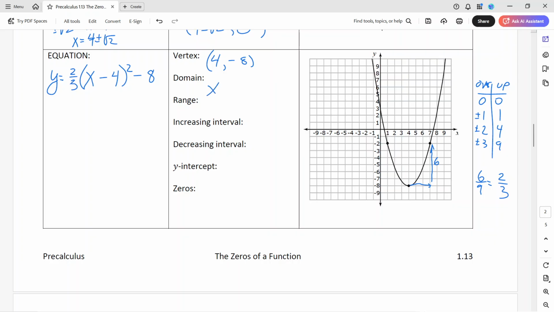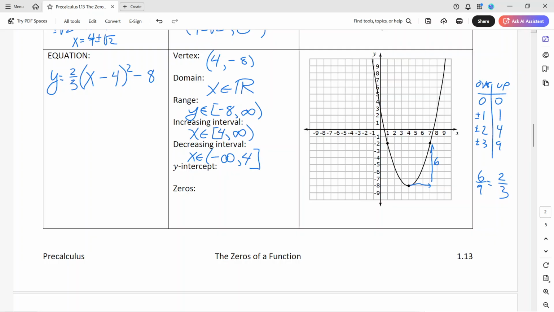The domain, all parabolas have a domain of all real numbers. The range is everything above -8. I think I'll do it just for fun as this interval notation. The increasing interval is everything to the right of 4. So I think I'll do more, that x is an element of 4 moving to the right. That's where it is increasing. And then from -infinity until it gets to 4, it was a decreasing function.